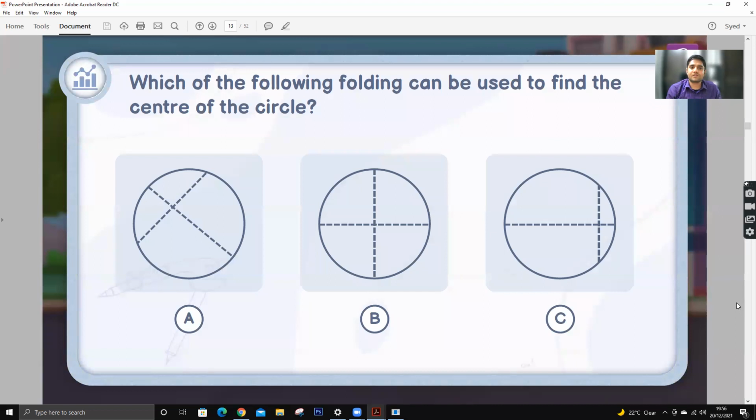Moving to the next: which of the following foldings can be used to find the center of the circle? Look at the diagram carefully and observe them. Which of the following parts, A, B, or C? Well, as you can see, it's option B, isn't it? Good. I really appreciate the answer.